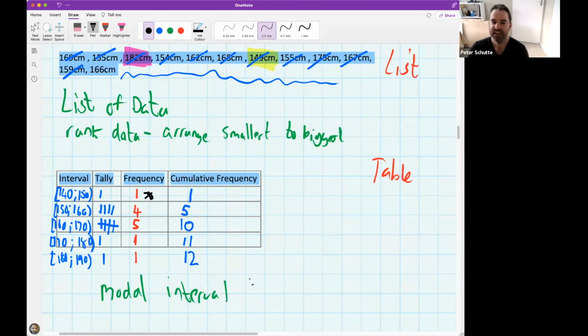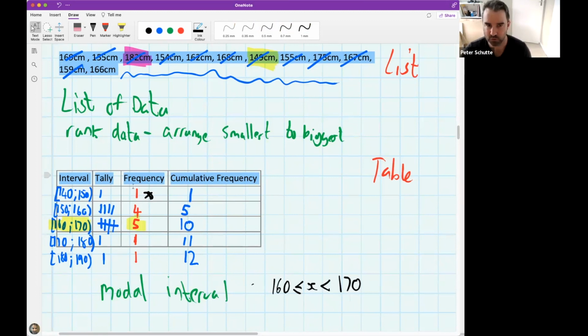Good question. So the modal interval, the mode means the one that occurs the most often. In our table over here, the one with the most items in it is this one over here. It's got 5. And so we would say the modal interval is from 160. Another way of saying it would be like this: it's all the values from 160, including 160, and less than 170. That's called the modal interval because it occurs the most. Okay, I think we're ready to move on.